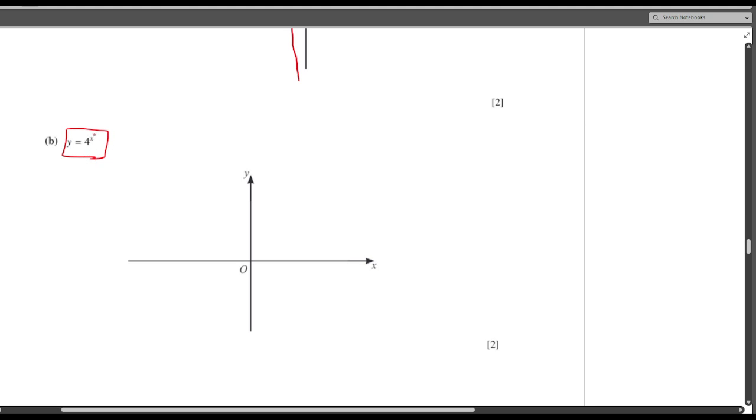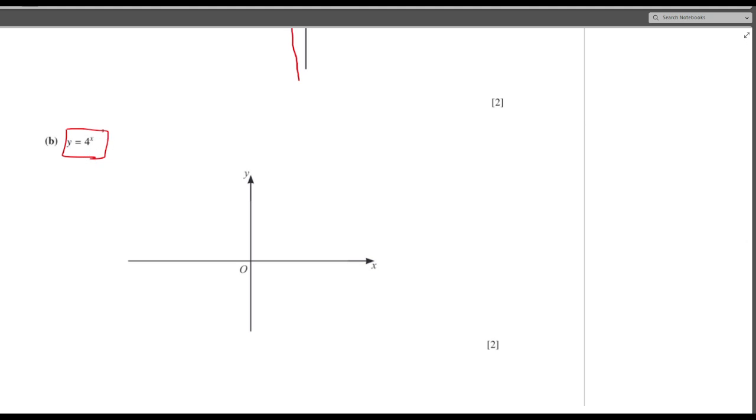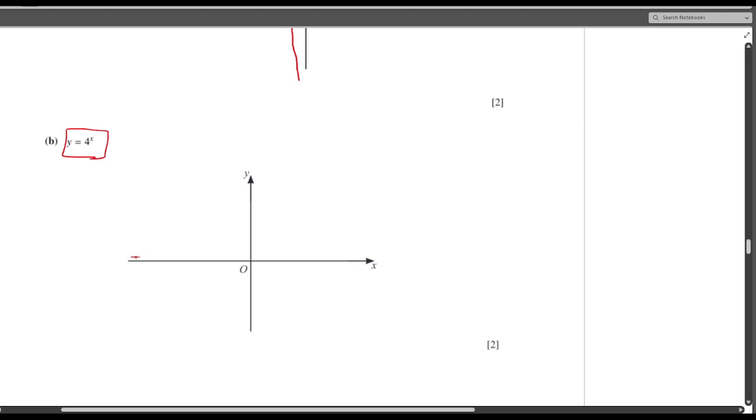Okay, if you take any negative value for x, your y is going to be positive, because 4 power any negative value will be 1 upon 4 power that value, right? So as you keep on decreasing x to a very large negative value, your value of y will be very close to 0. So your graph will be something like this.